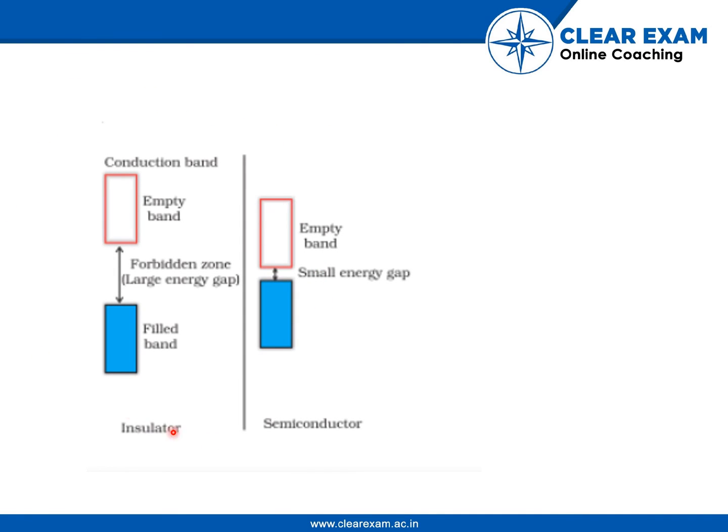So here is a figure so that you can easily visualize and see what we have defined. In a semiconductor, there is a very small energy gap between the empty band and the filled band, and for the insulator, you can see this is a very large gap between the empty band and the filled band.